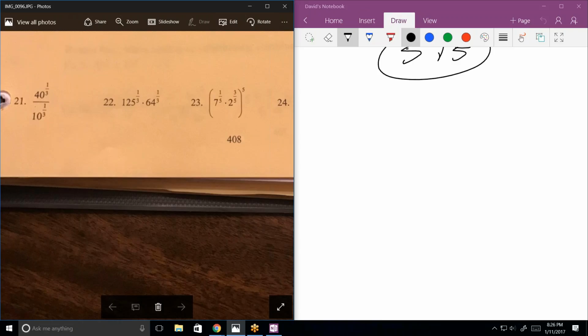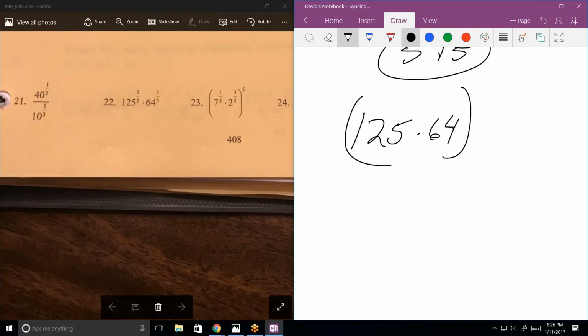There's actually a really easy way to do this problem. You just have to see it. In other words, here's the hard way: 125 times 64 all to the 1/3 power. That's certainly correct. I can do it that way, but I'm going to need a calculator. What's the third root of 125?